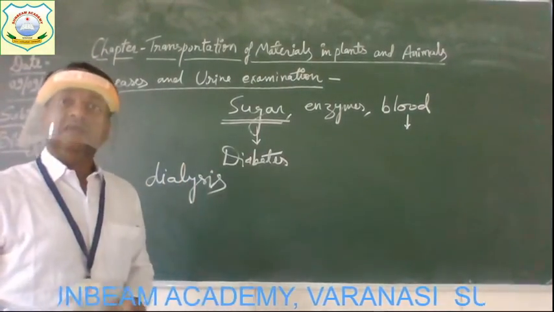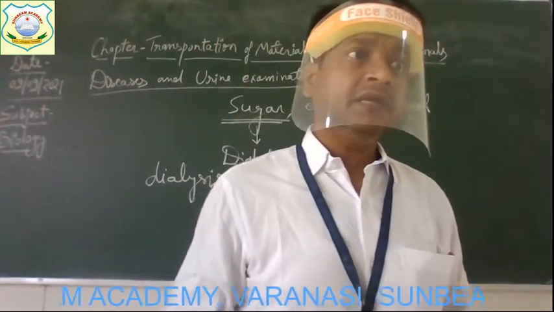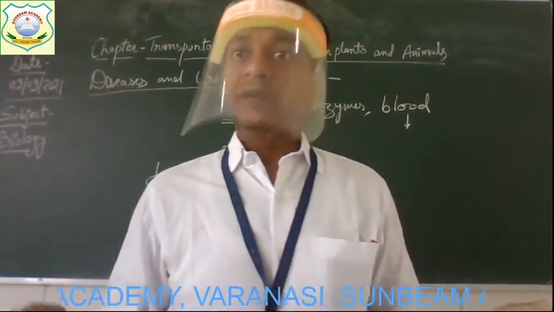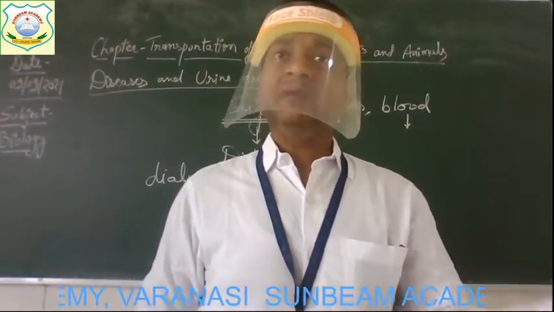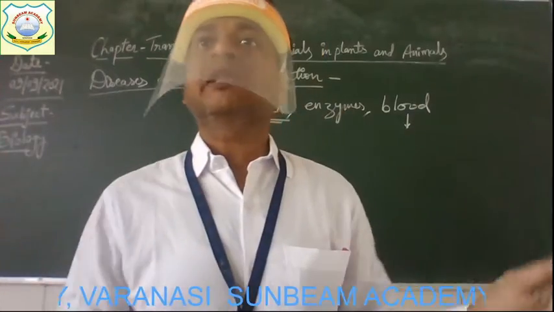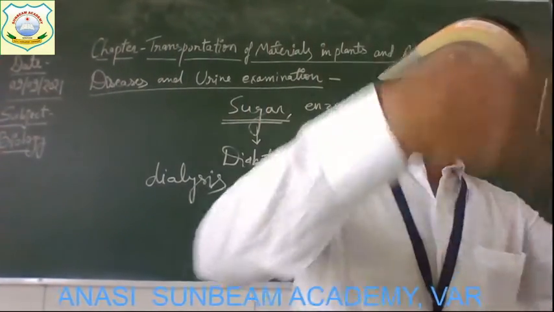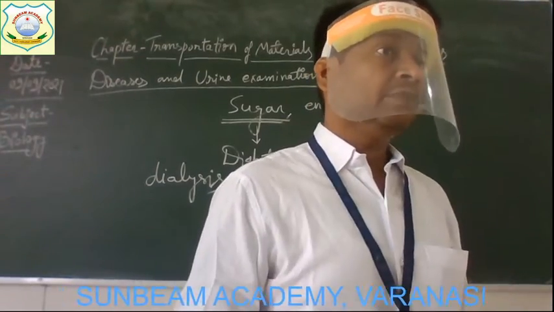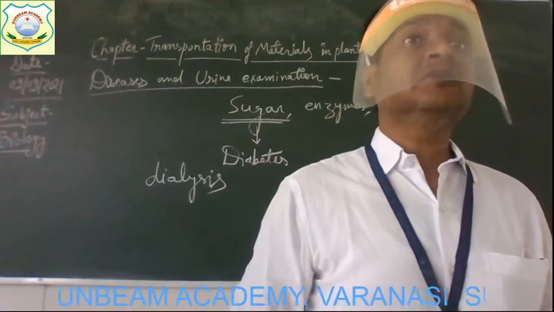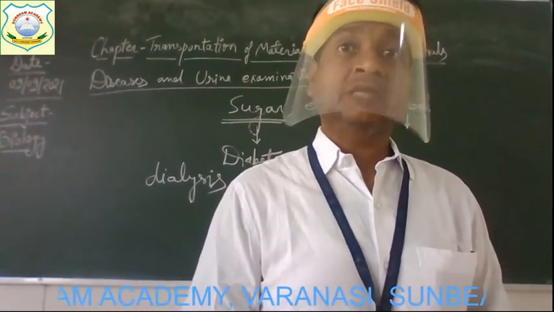Get it? If someone's kidney is damaged, and you know the function of the kidney, what? Filtration of waste material, removal of waste material. So if kidneys are damaged, waste material will not be removed. Waste material from the blood will not get filtered. It will remain in the blood, and it will be very harmful for the whole body, because that waste material becomes poisonous, becomes toxic if it stays in the body for a long time.